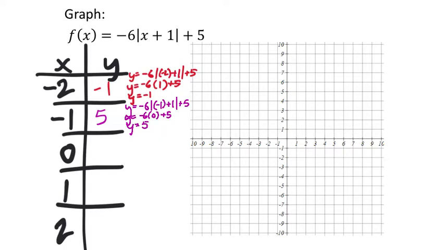All right, fair enough. But what about when the x value is 0? Well, you got y equals -6 times the absolute value of 0 plus 1, absolute value plus 5. So I'm going to skip probably more steps than I should right here, but right here I'm going to get -1.